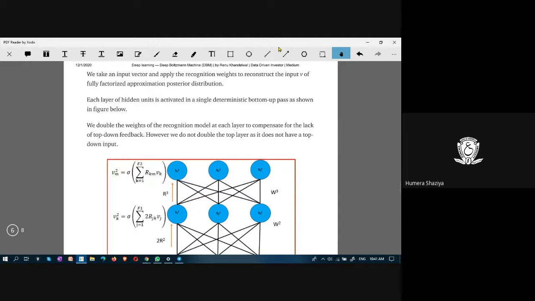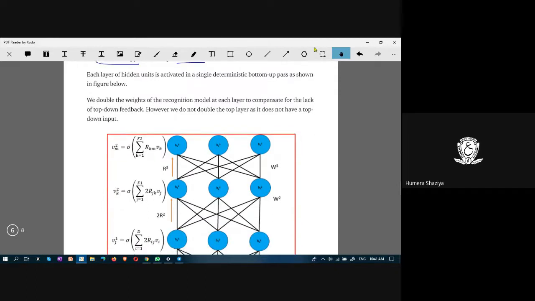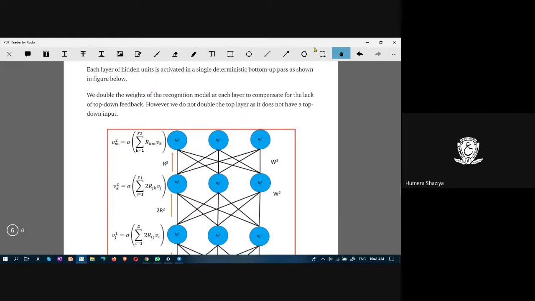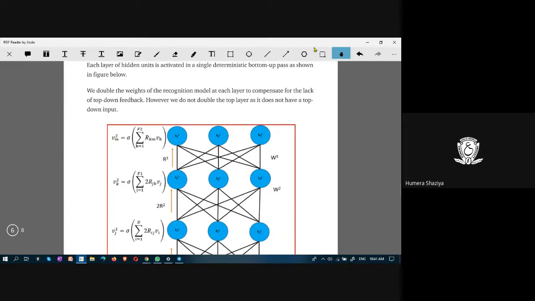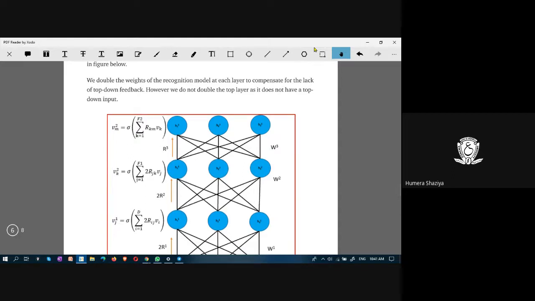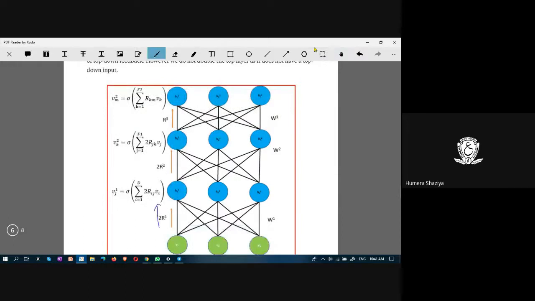And here an input vector is taken, and then the recognition weights which are obtained from the greedy pre-training are applied to reconstruct the input V, of a fully factorized approximate posterior distribution. Each layer of hidden units is activated in a single deterministic bottom-up pass, as shown in the figure. You can see this one. This is the bottom-up pass.